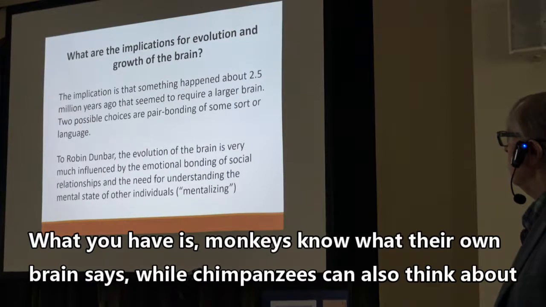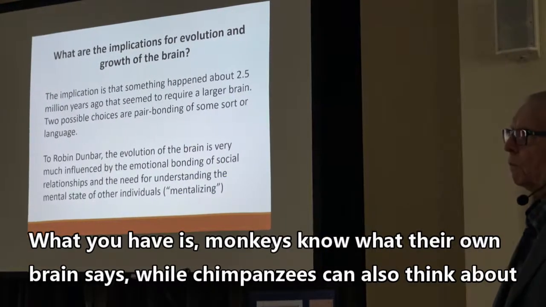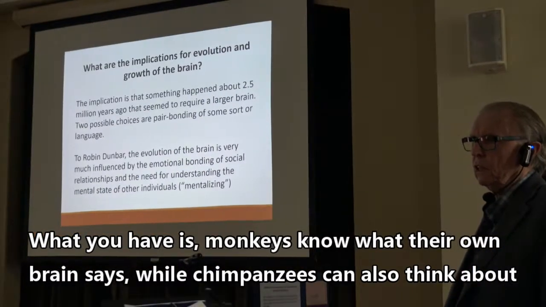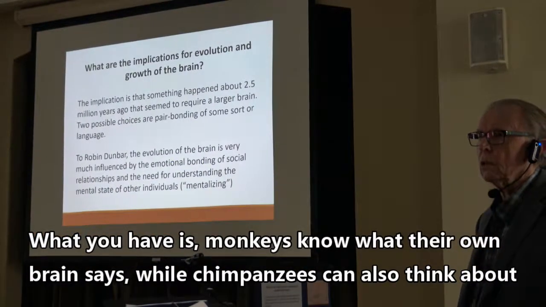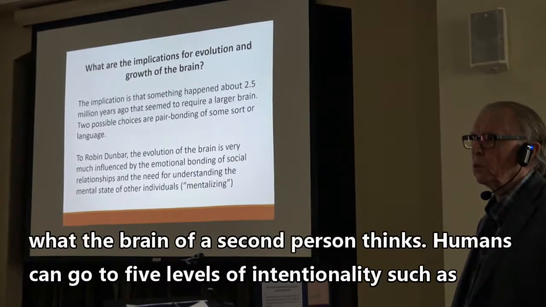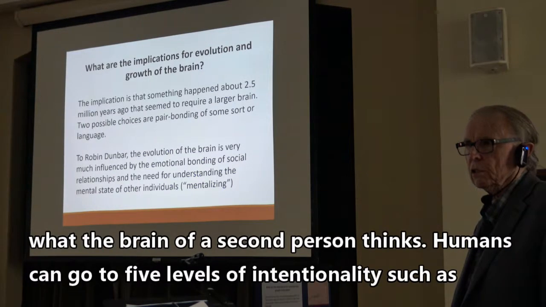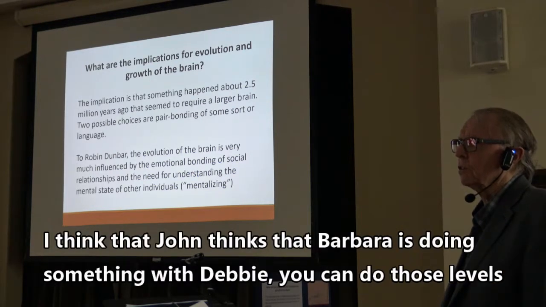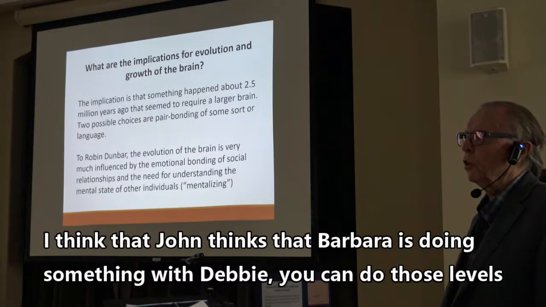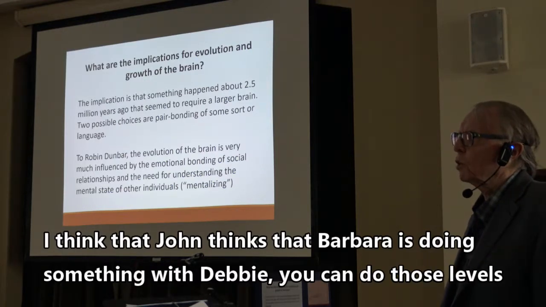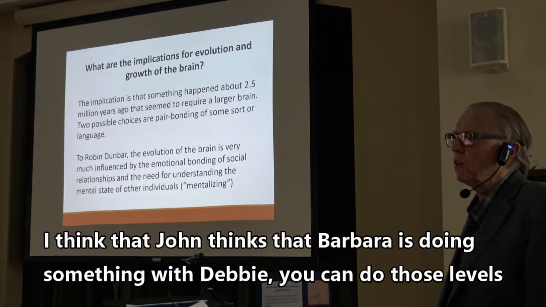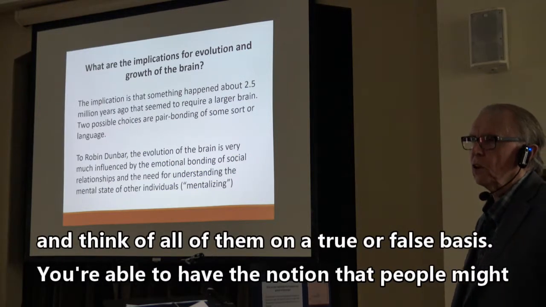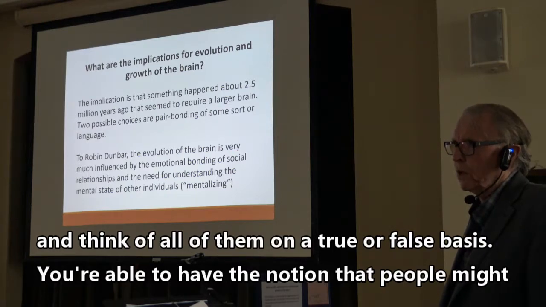What you have is basically monkeys know what their own brain says, while the chimpanzees can also think about what the brain of a second person does. Humans can go to 5 levels of intentionality, such as, I think that John knows that John thinks that Barbara is doing something with Debbie, and in other words, you can do those levels and think of all of them on a true or false basis.